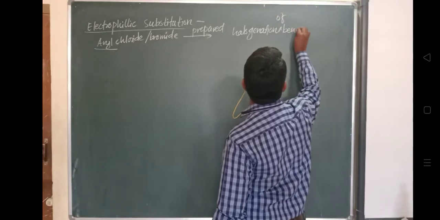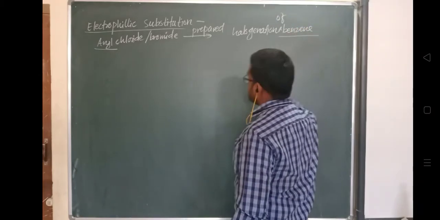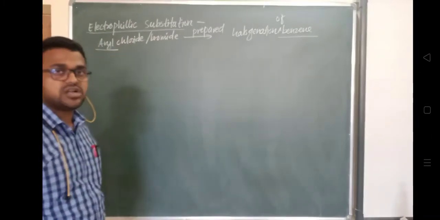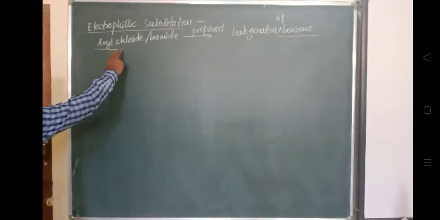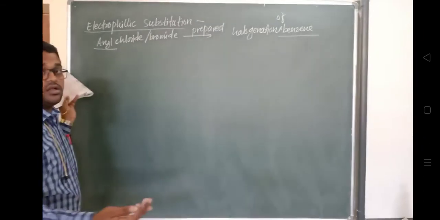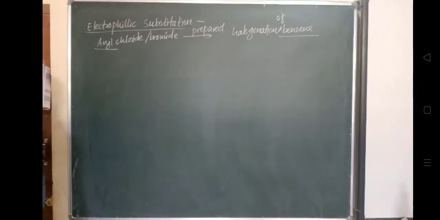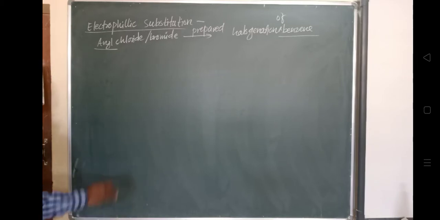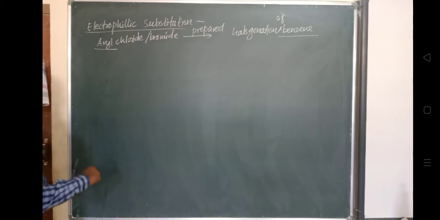Halogenation of benzene. Benzene is C6H6. When this benzene ring is attached with some halogen compound, what will it form? It will form an aryl halide. It may be aryl chloride or aryl bromide. By halogenation of benzene and its derivatives through electrophilic substitution, it may be conveniently carried out in the dark at ordinary temperature and in the presence of a suitable Lewis acid.